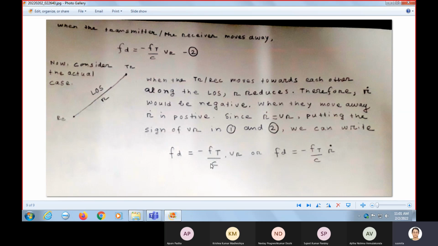So Fd is equal to minus Ft by C into VR, where VR also includes the sign. When they are moving towards each other, VR is negative. When they are moving away from each other, VR is positive. If you also incorporate the sign of VR, basically R dot itself is negative when they are moving towards each other, and that negative will make it positive. In the other case, you have positive R dot and Doppler is negative.